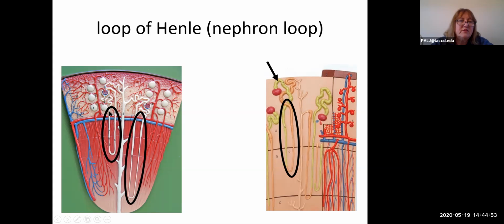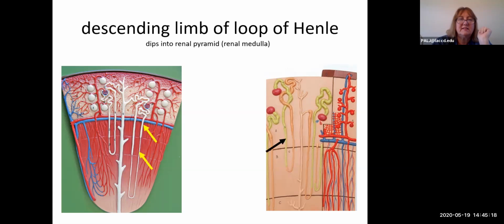Once the proximal convoluted tubule has gone into the renal medulla, it forms this U-shaped structure known as the nephron loop or the loop of Henle. Once again, either name is fine. And in the loop of Henle, we have something totally different being done on the side going down versus the side going up. And so we have names for the two sides.